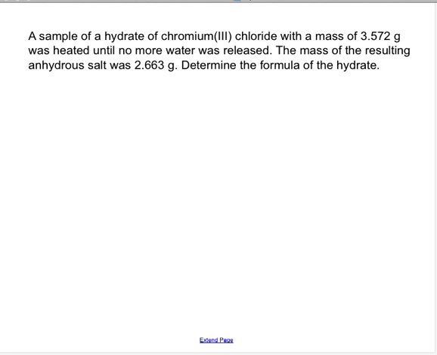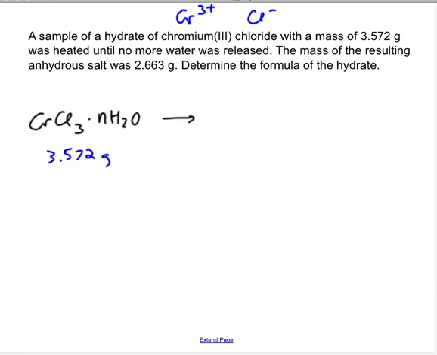I'm going to begin by writing an equation because we're going to obviously need the formula. Chromium-3 means a chromium cation with a 3 plus charge. The chloride anion, of course, is Cl minus. So that lets us write the formula as CrCl3 dot NH2O. And I'm starting with 3.572 grams of that. I'm heating it, driving off the water, leaving behind anhydrous chromium-3 chloride with a mass of 2.663 grams and forming water that goes away into the vapor phase.